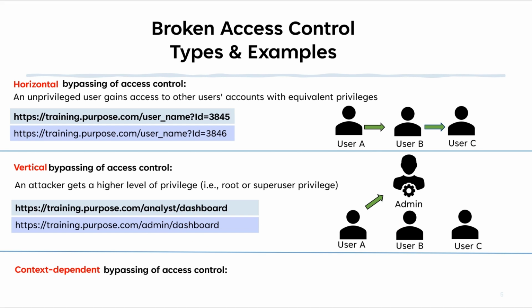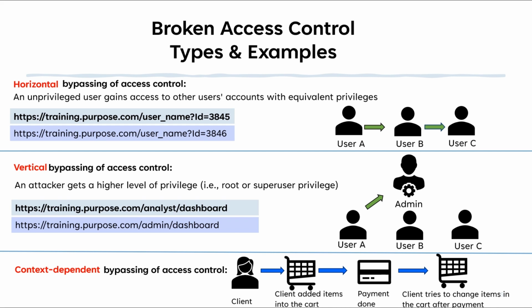And the last one is the context-dependent bypassing of access control. So what is this? Let's imagine we have an e-commerce website and the client added items into the cart, paid for everything in the cart, and then tried to change the items in the cart after the payment, and they managed to succeed.